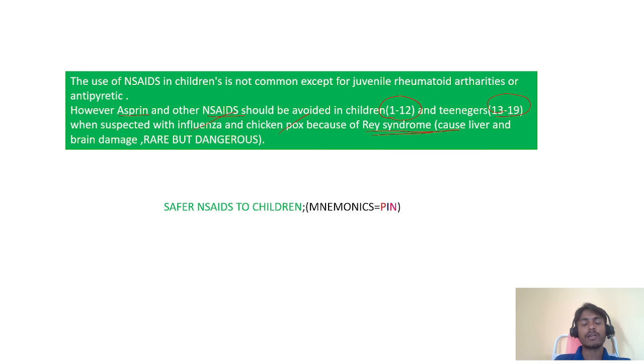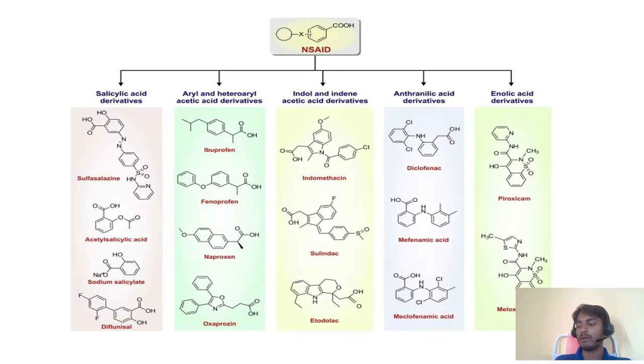Okay, then what are the safer NSAIDs to be used in children? The mnemonic is PIN: P is paracetamol, I is ibuprofen, N is indomethacin. Okay, so this is the NSAIDs.